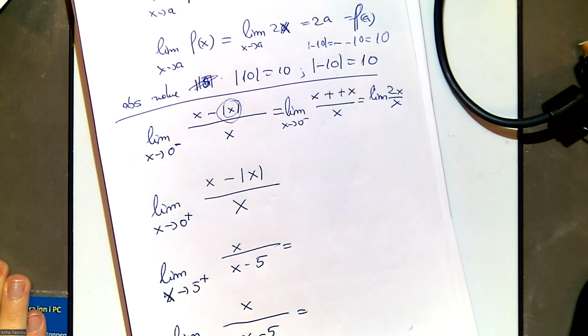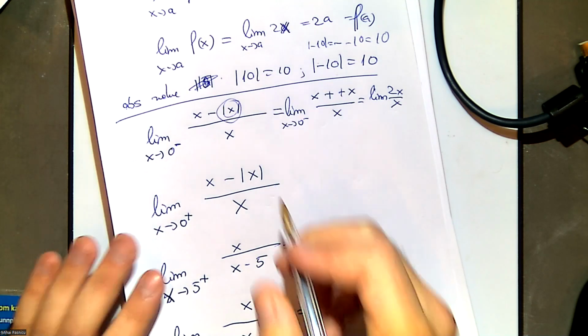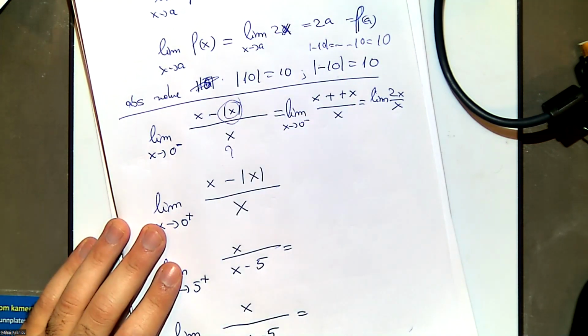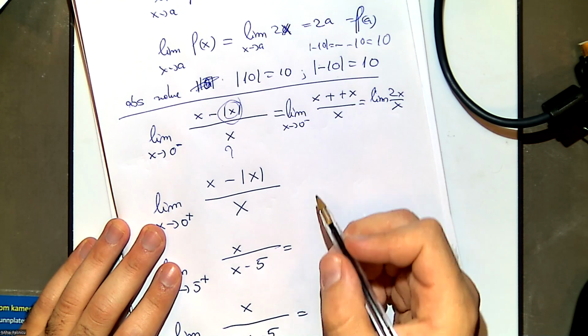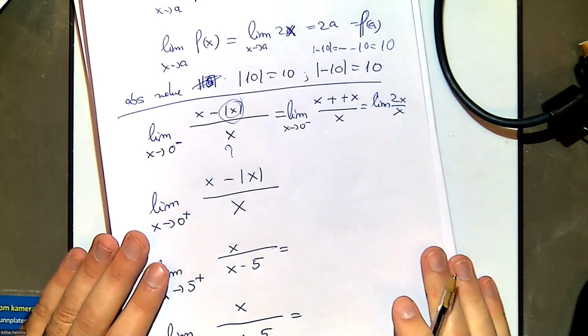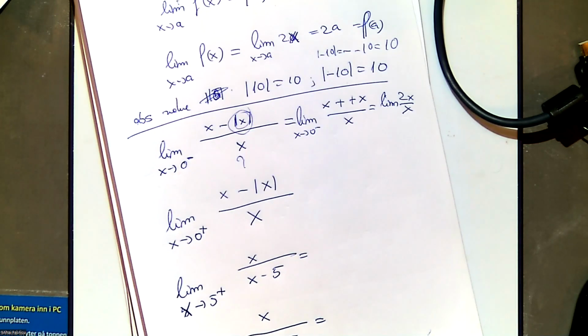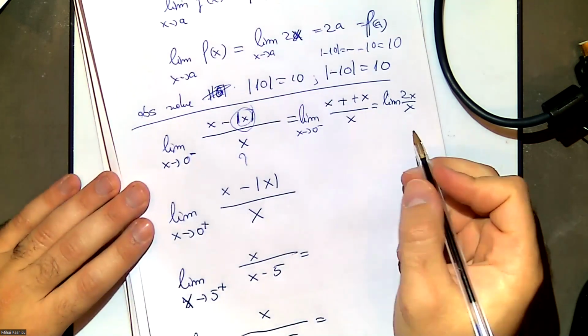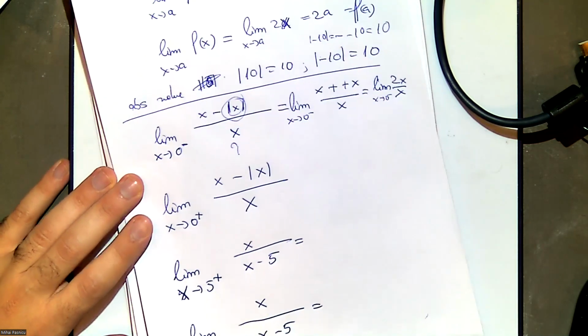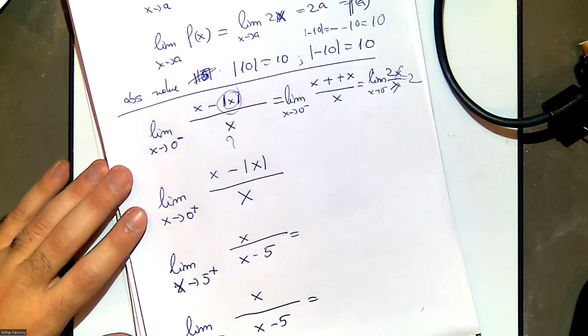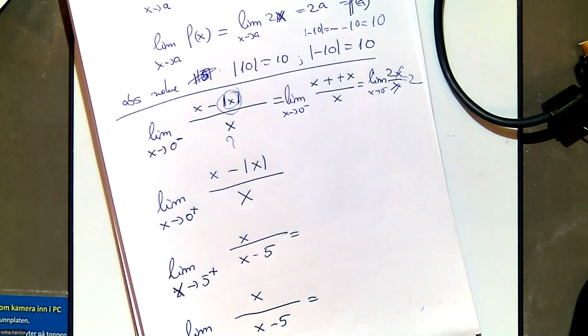No, so this x is not an absolute value. So it's just x. I haven't replaced anything. I'm just replacing the absolute value. The absolute value of a negative number is minus itself. That's just how it works. But the idea is that I just get the limit as x goes to 0 of this, which is just 2, because I can simplify the x out. So this limit is actually 2, surprisingly enough.